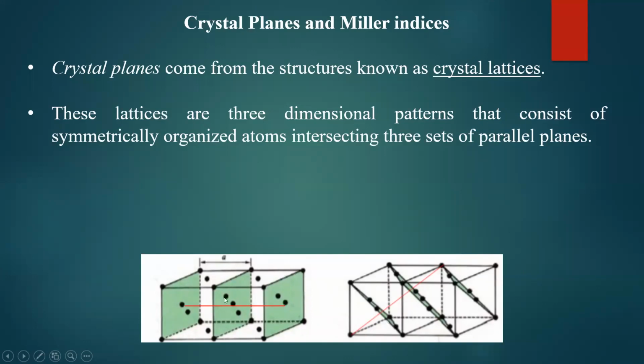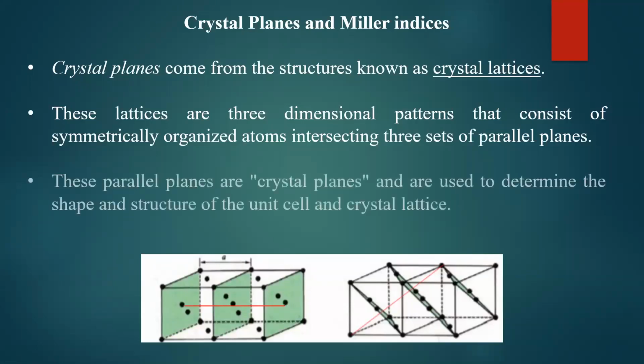Basically, in this particular picture, you can find a set of parallel planes, and they can be identified by means of Miller indices. We'll come to that. What is Miller index, etc. These parallel planes are called crystal planes and are used to determine the shape and structure of the unit cell and crystal lattice. The nature or symmetry elements corresponding to the crystal lattice can be identified by using these parallel planes. These parallel planes are identified by means of Miller indices.